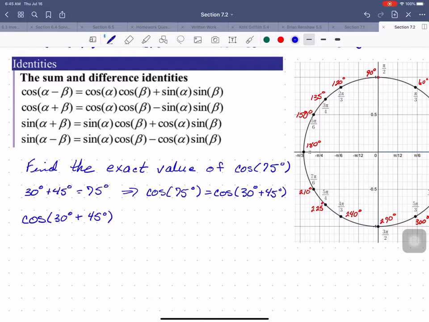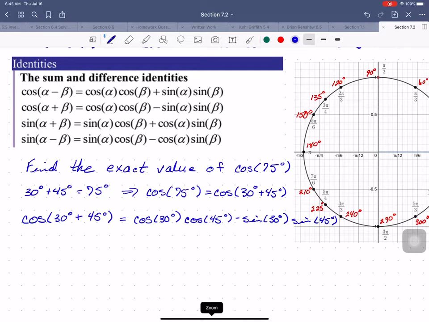And so what do I know? Well, I know that the cosine of an angle added to another angle is equal to the cosine of the first angle multiplied by the cosine of the second angle, minus the sine of the first angle times the sine of the second angle.